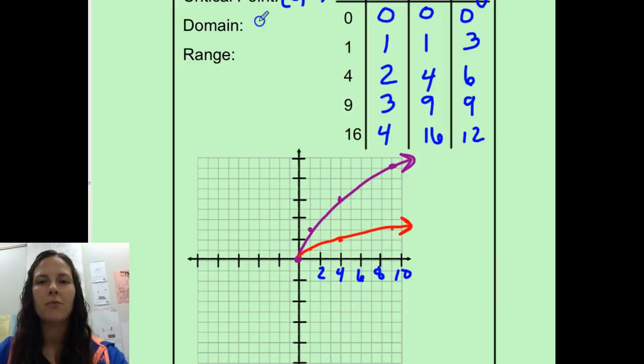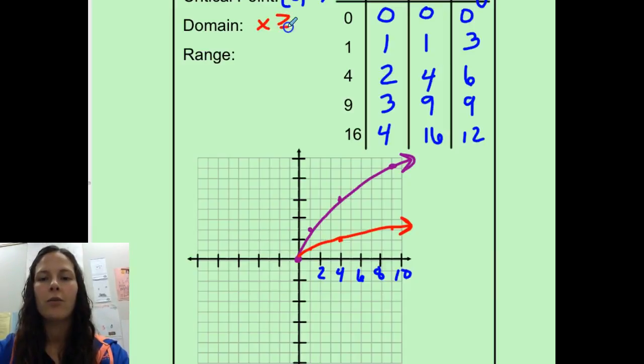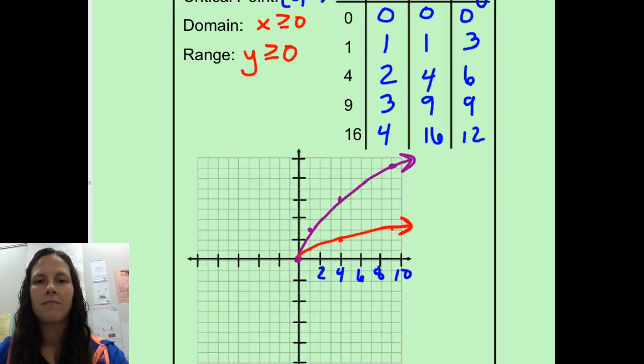Going back to our domain and range, notice that our domain and range is the same as the parent function. We're starting at that same point. All of the positive x values can be put into the function. Our domain is greater than or equal to 0. And same for the range. We get positive values or non-negative values out of the function.